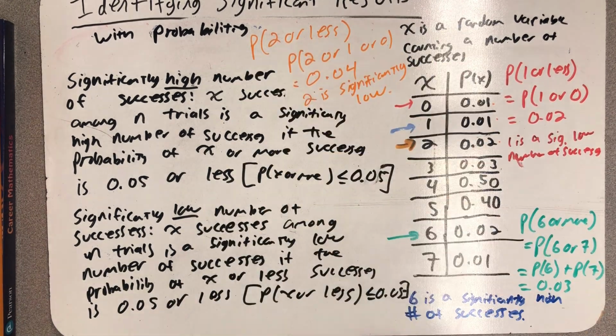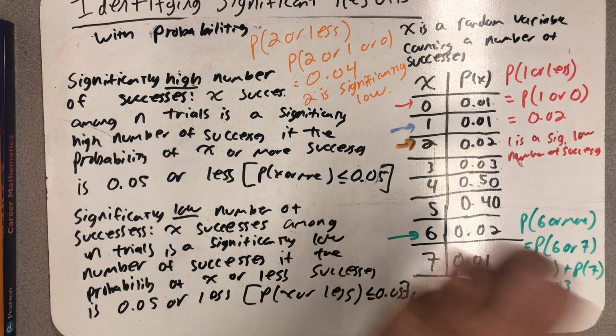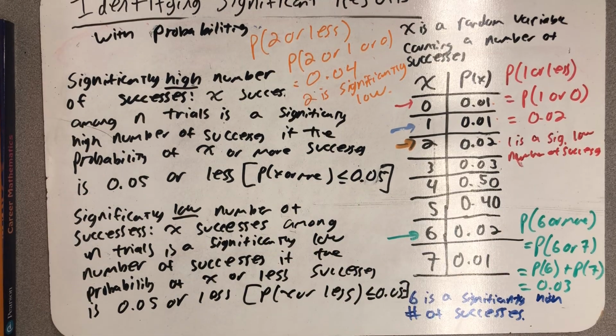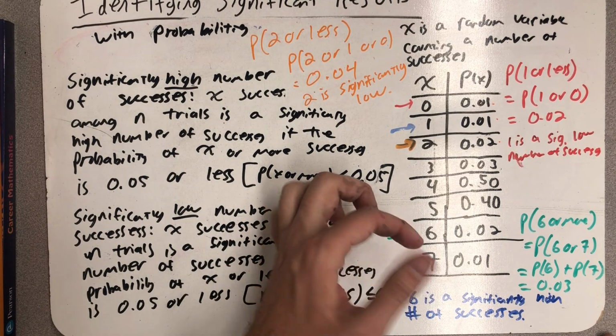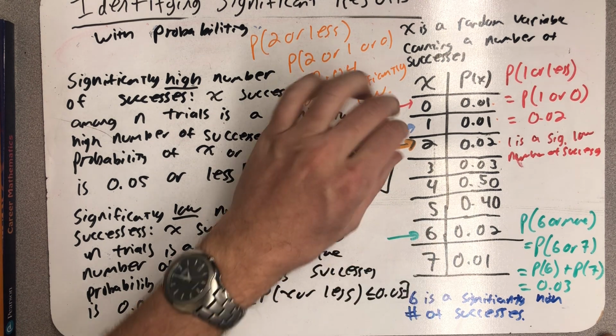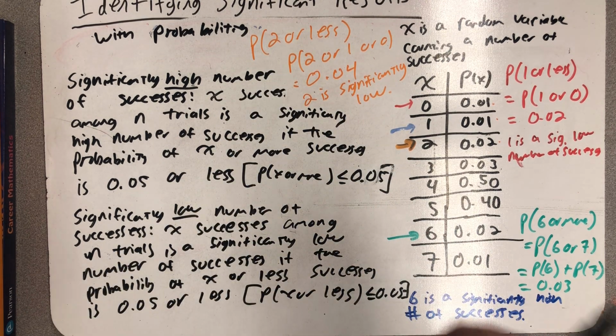So I have 3 things in this data table that are significantly low and 2 that are significantly high. Better said, I have two values of the random variable that are significantly high, and I have 3 values of the random variable that are significantly low. We could also have used the range rule of thumb to determine these things, and that's it for now.